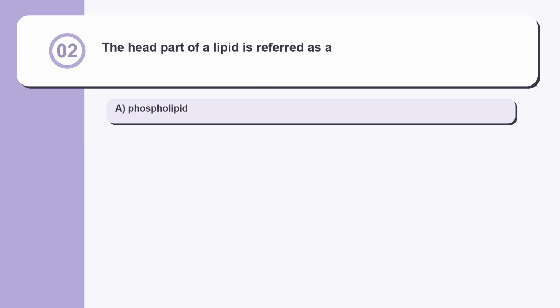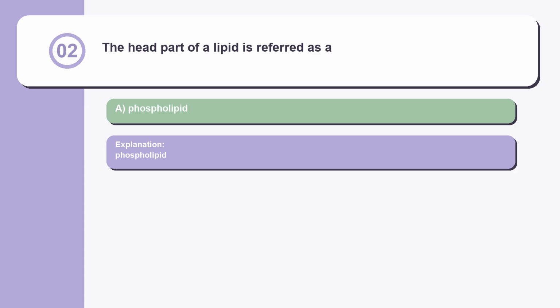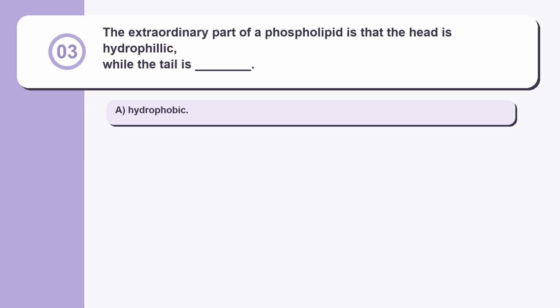Question 2. The head part of a lipid is referred to as a phospholipid. Phospholipid. Question 3. The extraordinary part of a phospholipid is that the head is hydrophilic, while the tail is hydrophobic.